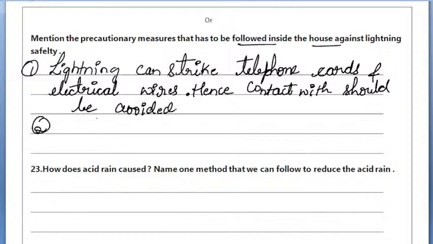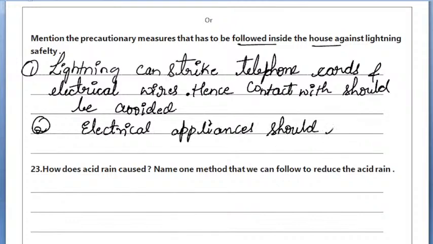Second point, what do you write? Electrical appliances, like TV, fridge, washing machine. Electrical appliances should be unplugged. It should be unplugged. Okay, these are the two ways. You can write any ways which you know in the examination. Minimum two ways I am teaching here. These are the two ways that you have to follow inside the house against lightning safety. Okay, let's go for the next question.